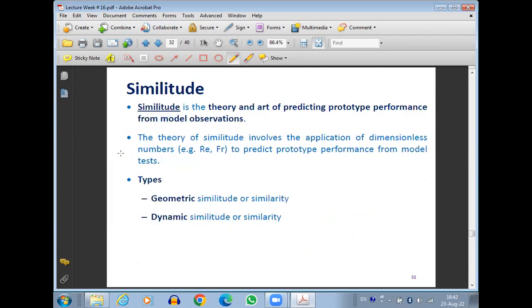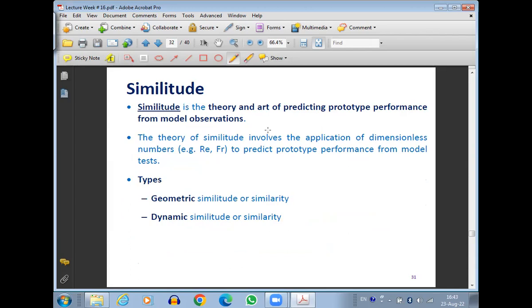So that was about dimensional analysis, and we have covered the topic of dimensional analysis completely. Now let's discuss a little about similitude. We are not going to go into much detail of similitude itself, but similitude is basically coming from the word similar. Okay, so similitude is a theory and art of predicting prototype performance from model observation.